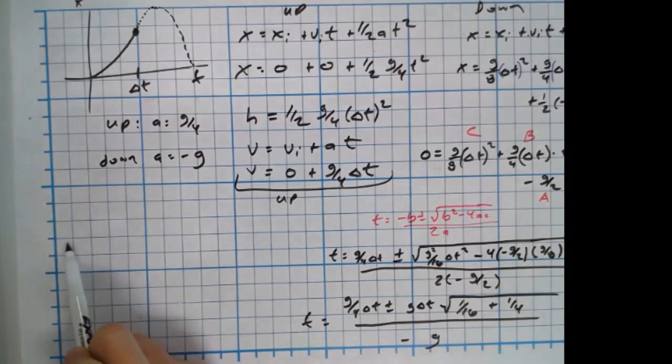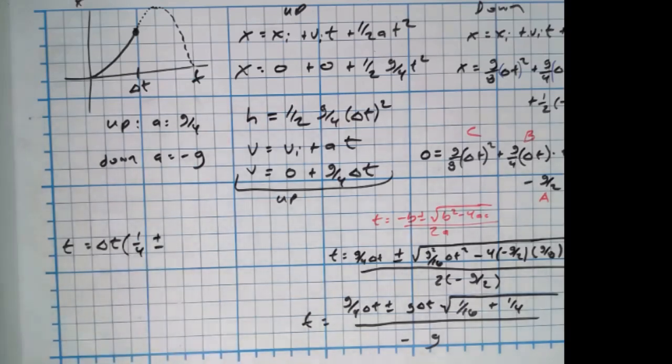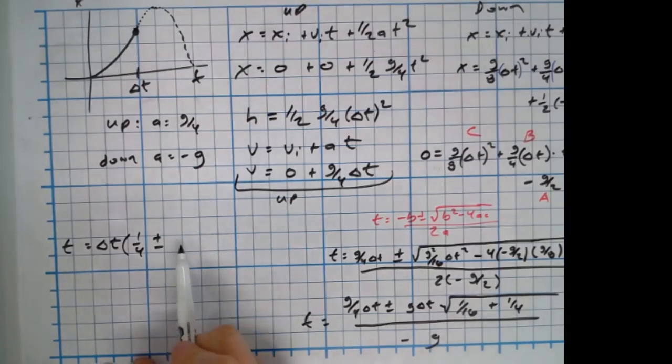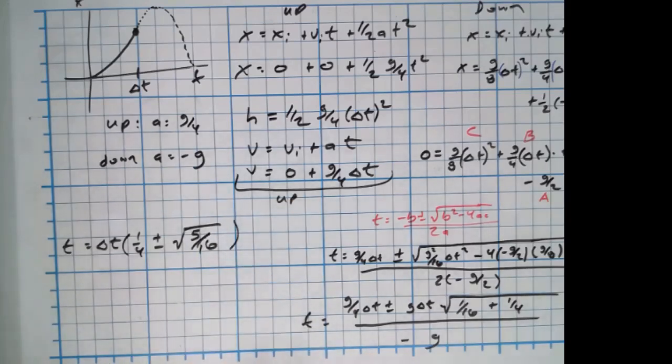So this is the same thing as t equals delta t times 1/4 plus or minus the square root of 1/16 plus 1/4 is 1/4 plus 4/16, that's 5/16. Huh. Isn't it interesting? You can already see that how strong gravity is doesn't really matter here for finding out how much more time it takes.